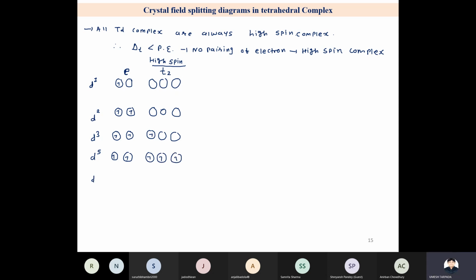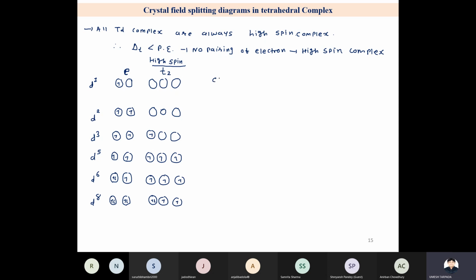If you have d6, then pairing takes place from the E set in this way. If you go for d8 configuration, what happens? There are 3 pairs. So in this way pairing takes place.